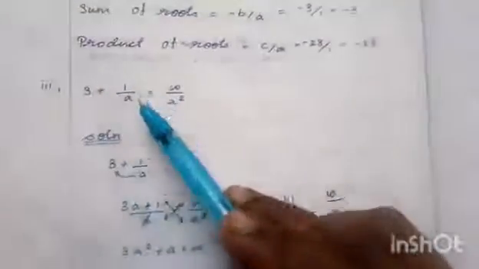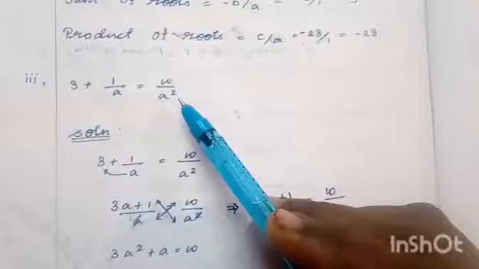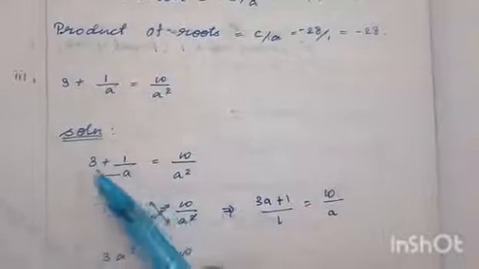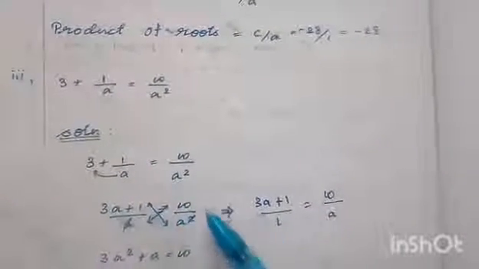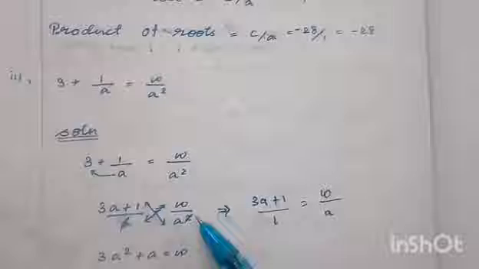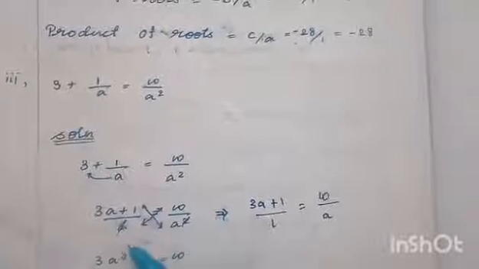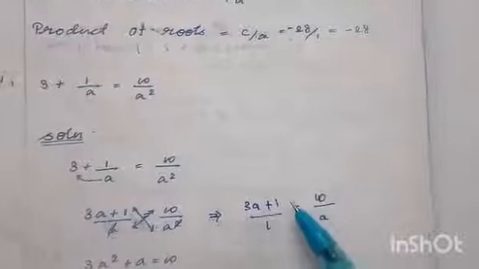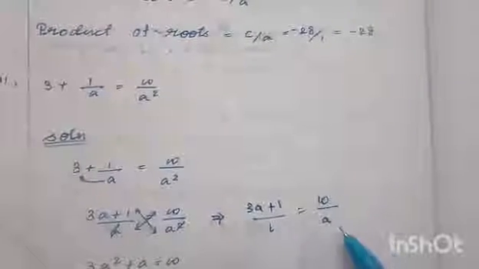Third problem, 3 plus 1 by a equal to 10 by a square. First you have to rewrite it in quadratic form. So you have to take the LCM for this. (3a plus 1) by a is equal to 10 by a square. For a square, one a is cancelled, one time it is a into a. After cancelling we get (3a plus 1) by 1 is equal to 10 by a.